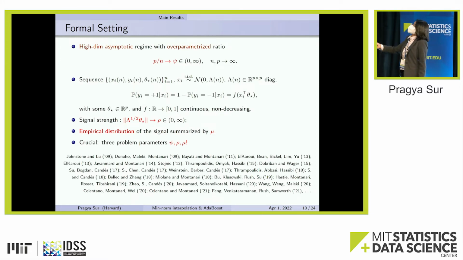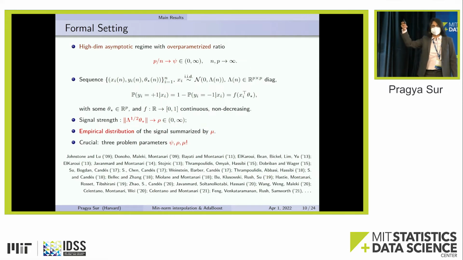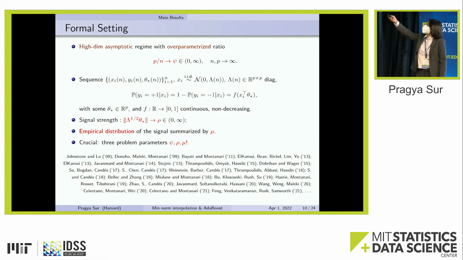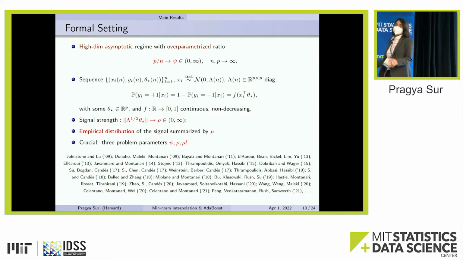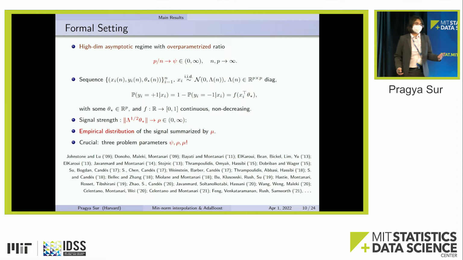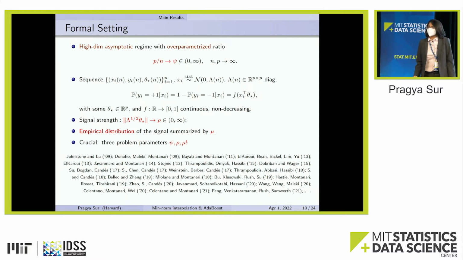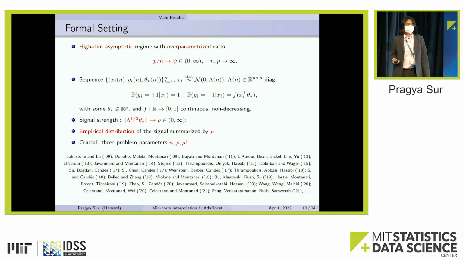I'm writing out these problem parameters because you'll see that in our results, this shows up a lot. So psi is basically the over-parameterization ratio. It's how many features you have compared to the number of samples. And rho is your signal strength. The exact form is not important. It's trying to capture the signal strength in the problem. And mu is something that becomes a bit technical, but it tries to capture other kinds of moment information of the underlying signal. The crucial thing from this slide is just the last line, which is that there are 3 important problem parameters, and we characterize what these are.